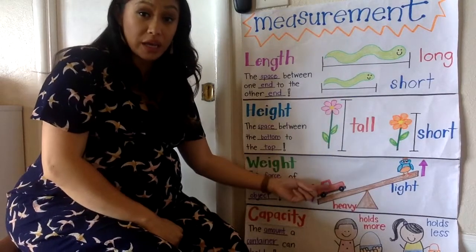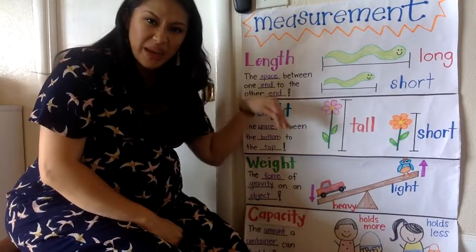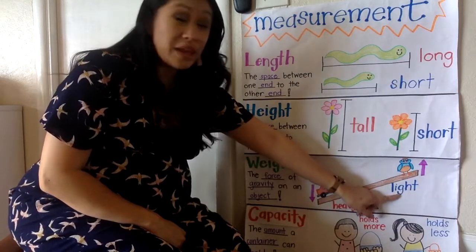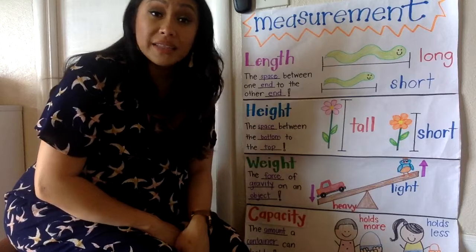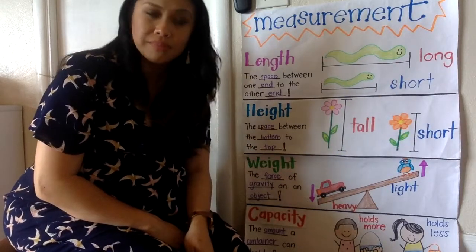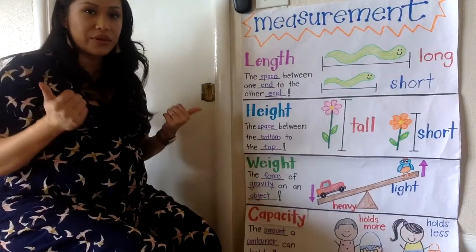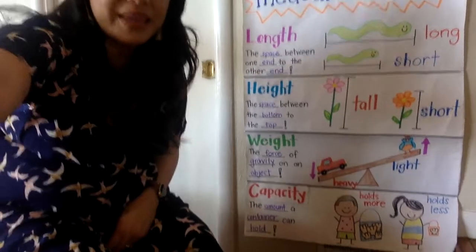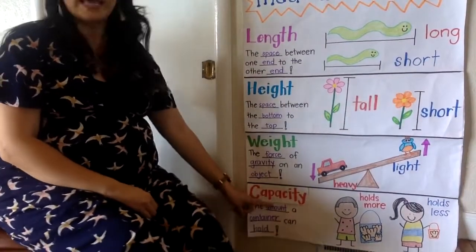So the truck is heavy because it went down. The force pushed it down. And the bird went up, and it's called light because it doesn't get pushed down as much as the truck. Oh my goodness, you guys are so good. We had one more measurement, and that was with Miss Pham again. And she talked about capacity.